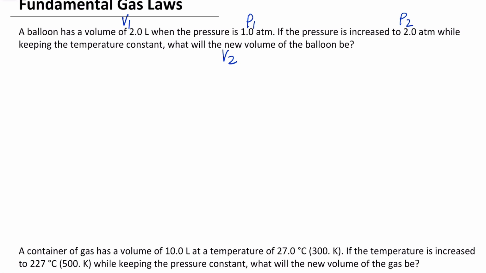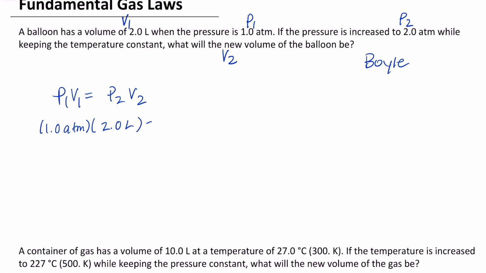Given the context given to us, we know that we're going to have to use Boyle's law, which states that P1 V1 equals P2 V2. And if we do the substitution, 1 atm times 2.0 liters equals 2.0 atm times V2, which is unknown. If you do the isolation, you would get 1.0 liters.